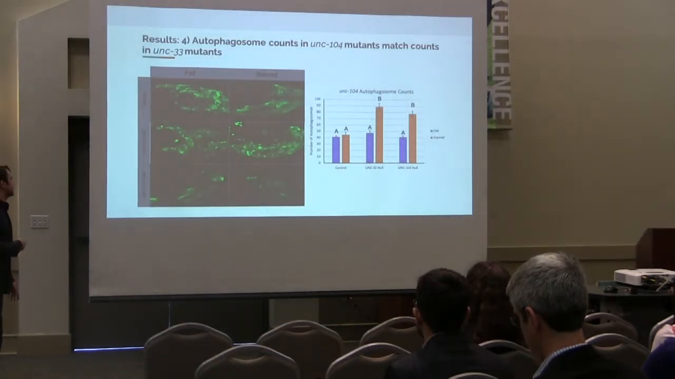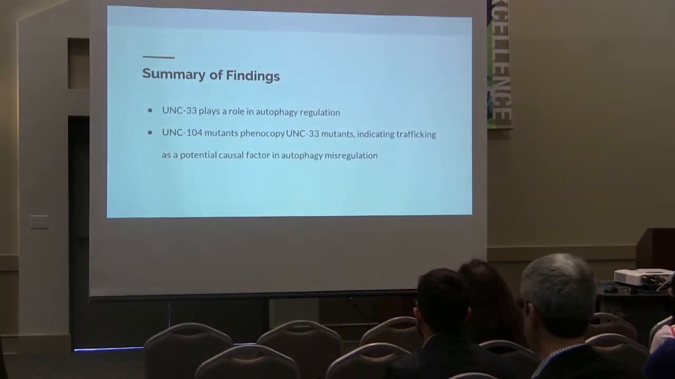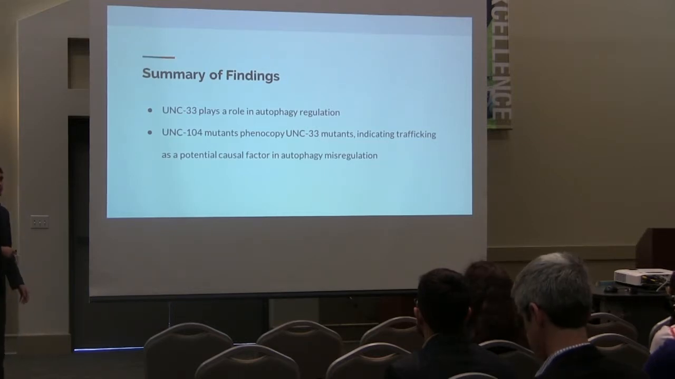And then we also repeated the microscopy in this case to, again, validate the biochemical data and look at individual animals as opposed to a population, because when we do the protein extraction, it's not a full population of animals, whereas this is in vivo, one individual animal at a time. What we see is the same trend of an increase in the number of autophagosomes under starved conditions for our mutants. So a summary of the findings overall is that UNC33 plays a role in autophagy regulation, and UNC104 mutants notably phenocopy UNC33 mutants, which indicates trafficking as a potential causal factor in autophagy regulation, which makes sense given the knowledge that trafficking is critical to maturation of autophagosomes.